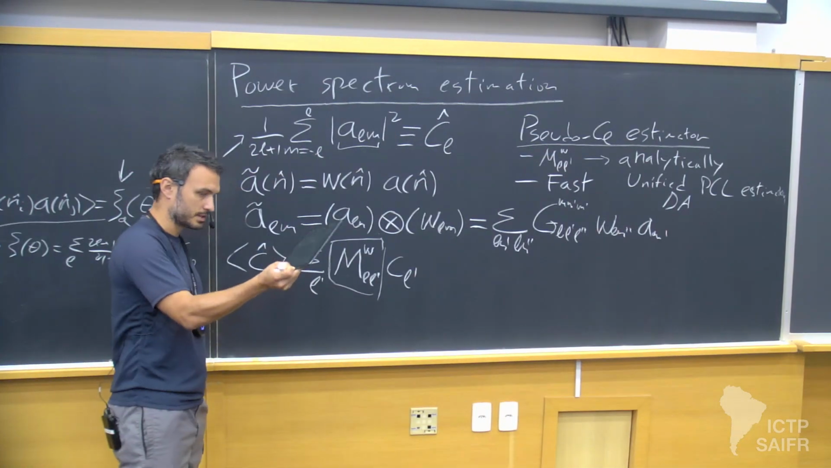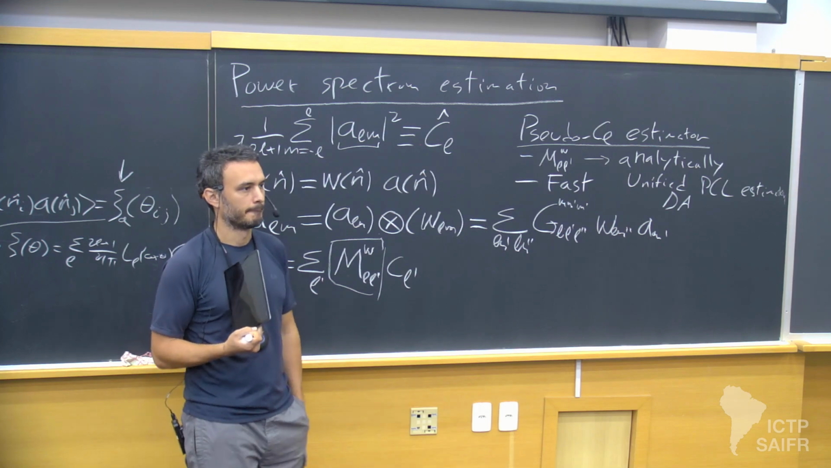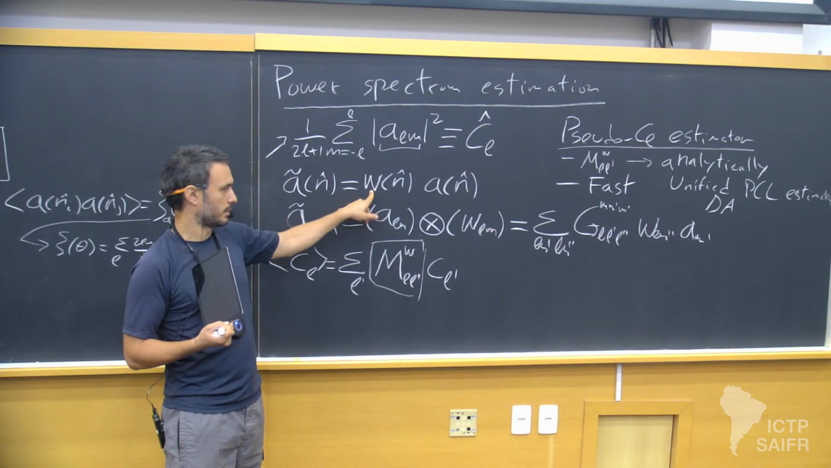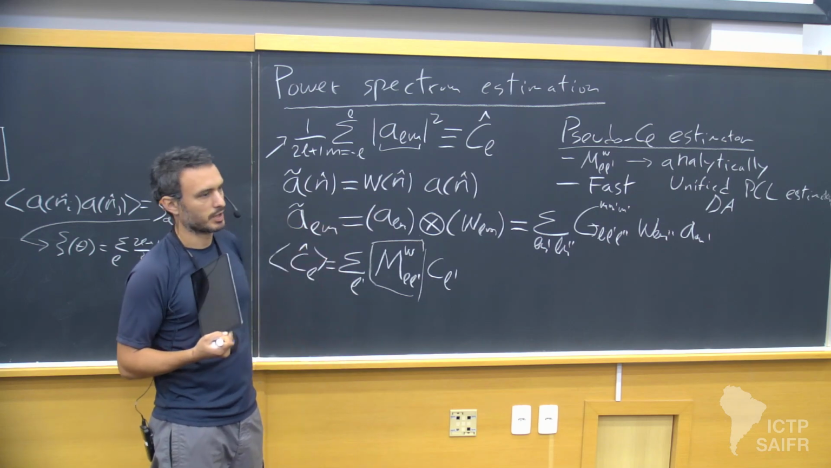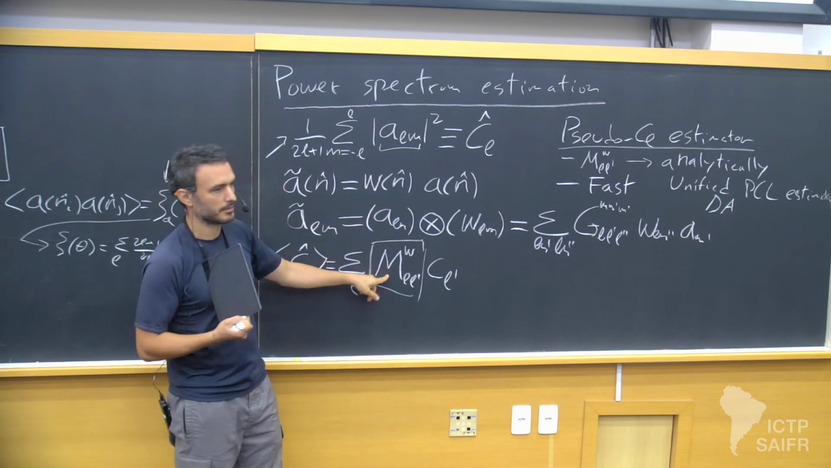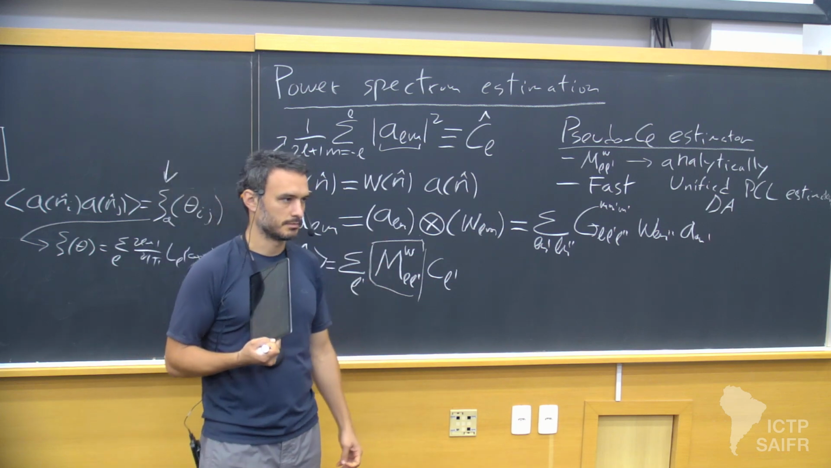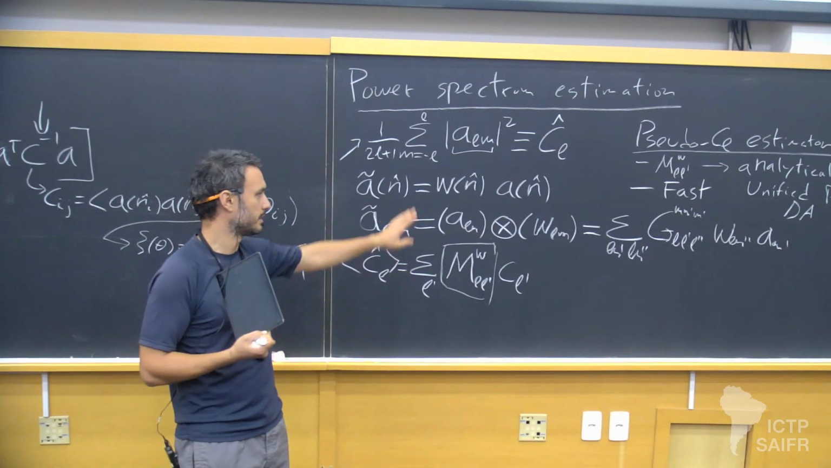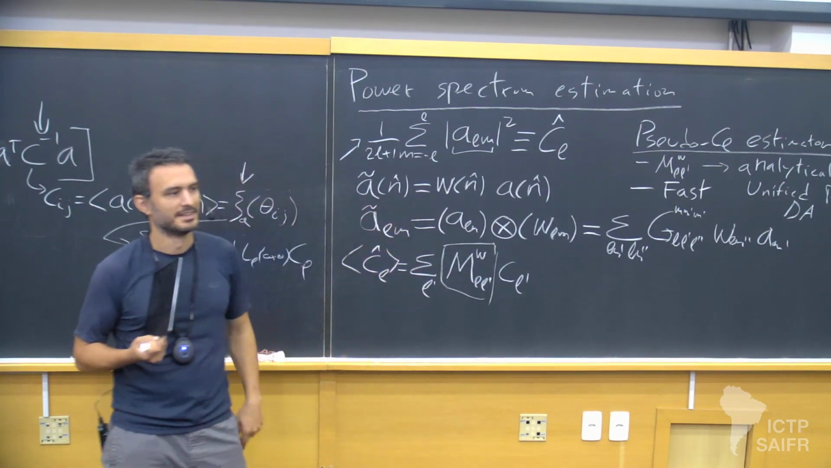And we'll see an example of that when we look at the. Exactly. This window function, or the mask, doesn't need to be a binary function. It can be whatever, right? That will only change the form of the mode coupling matrix, but that's fine. There's no assumption that this has to be binary. Yeah, it just needs to be the multiplication of two maps. It doesn't even need to be positive definite.